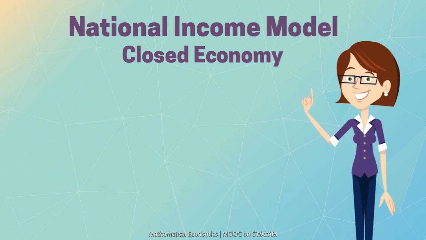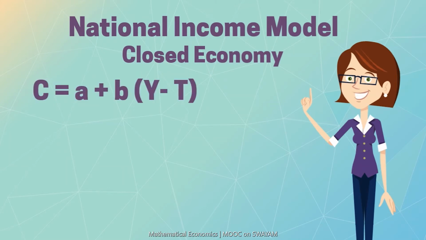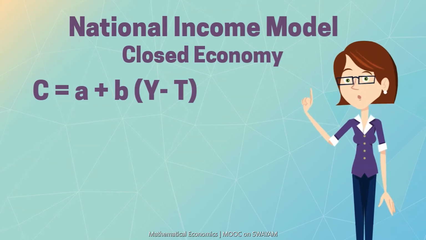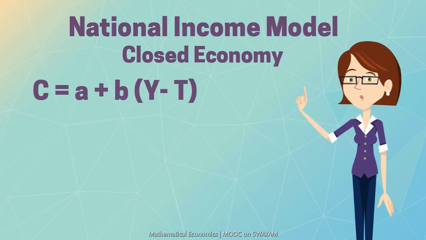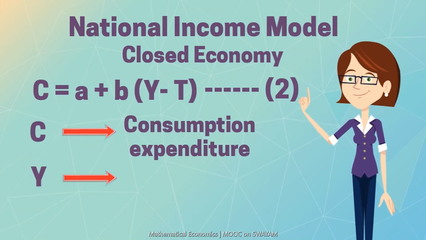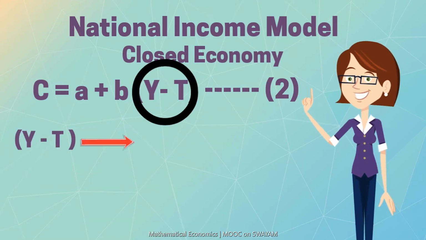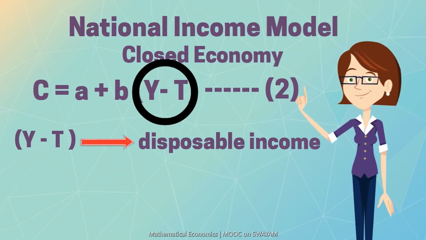The consumption function may mathematically be written as C = A + B(Y - T). Let us number this equation as 2. Here, C is consumption expenditure, Y is income, and T is direct tax. Hence, Y - T gives the disposable income.